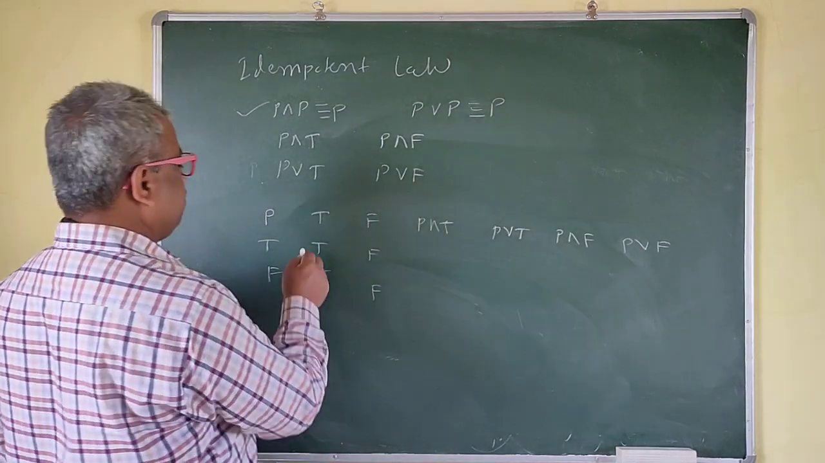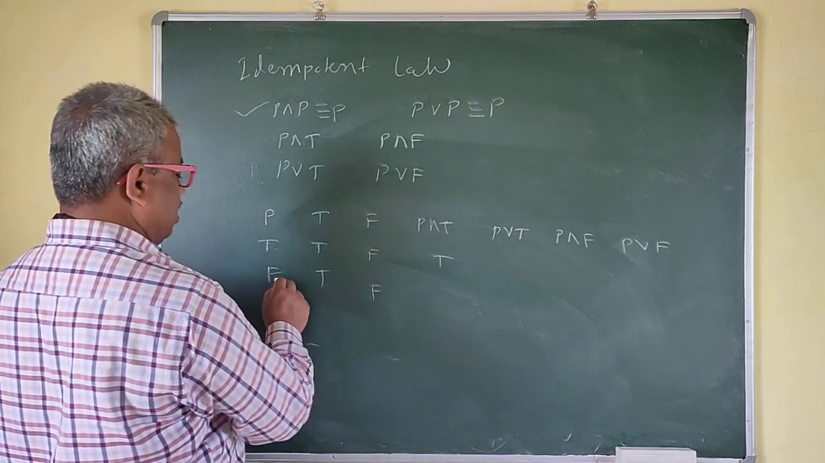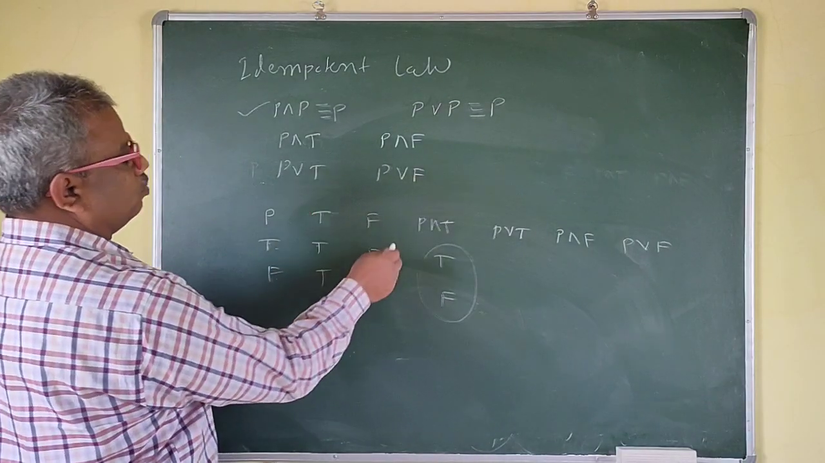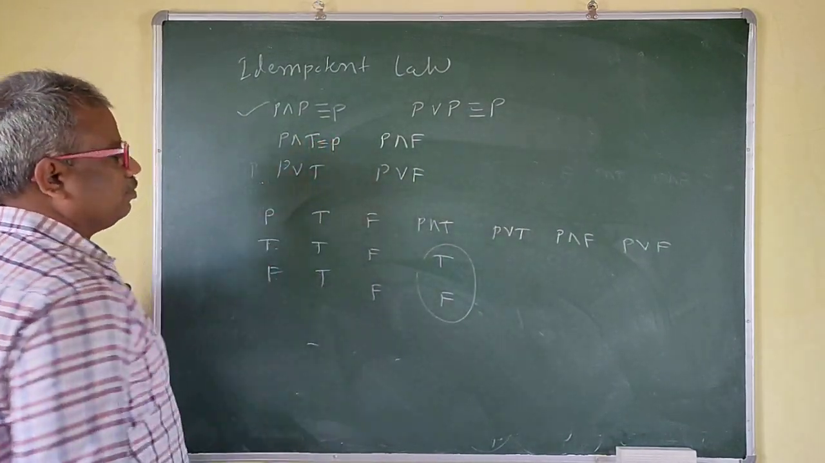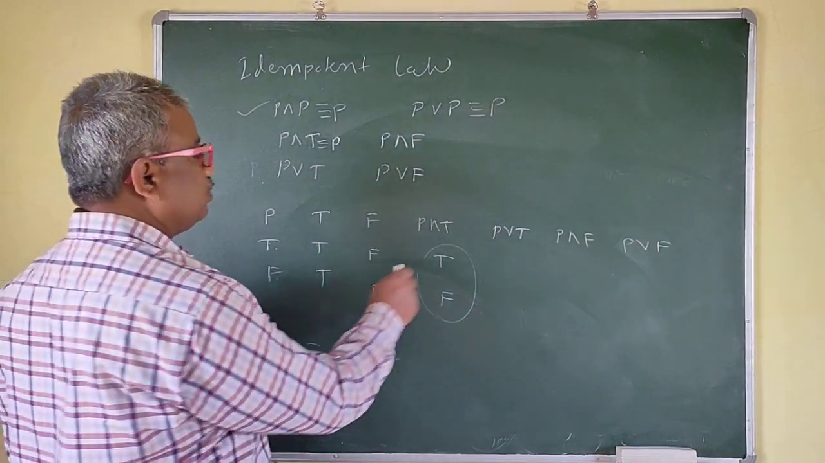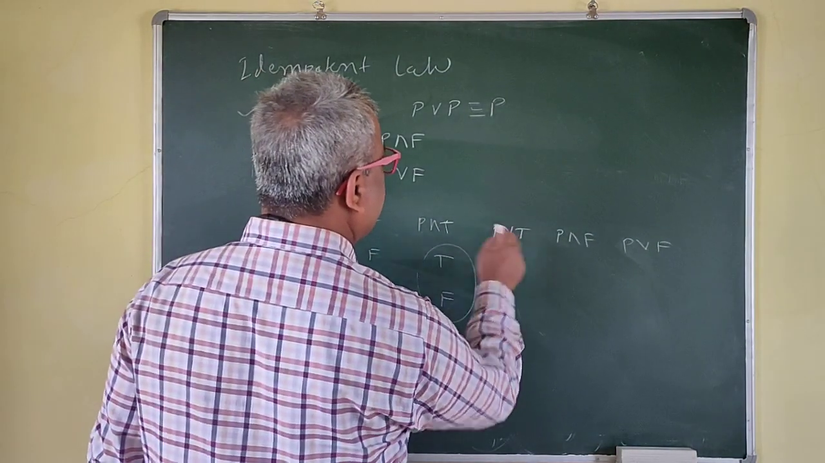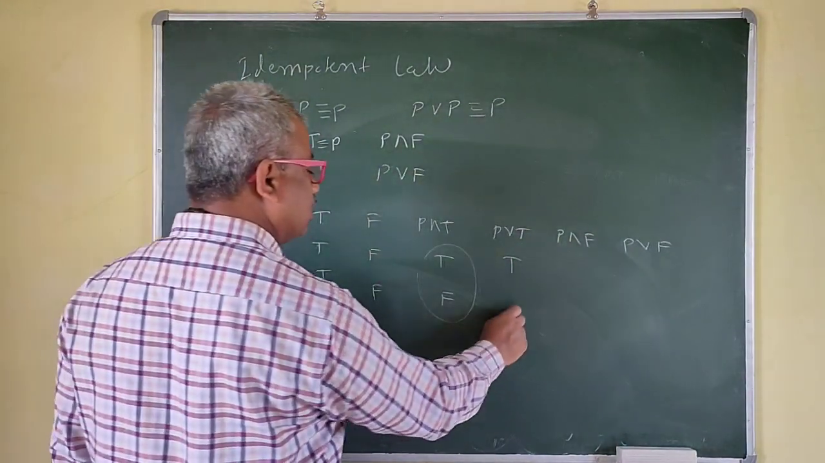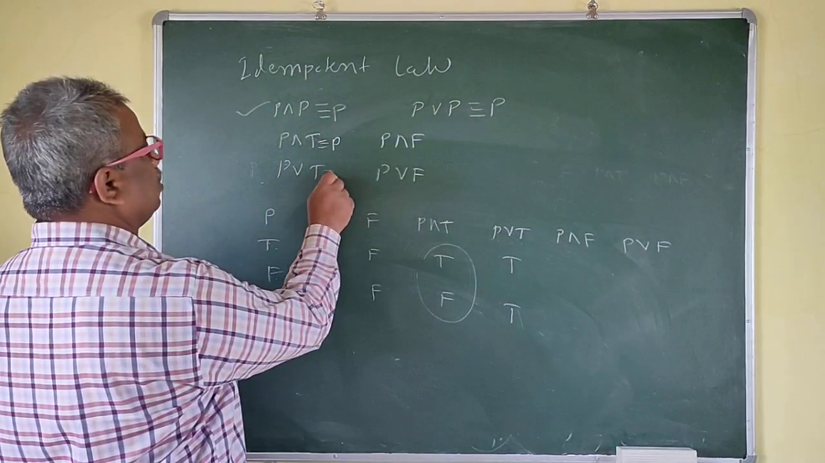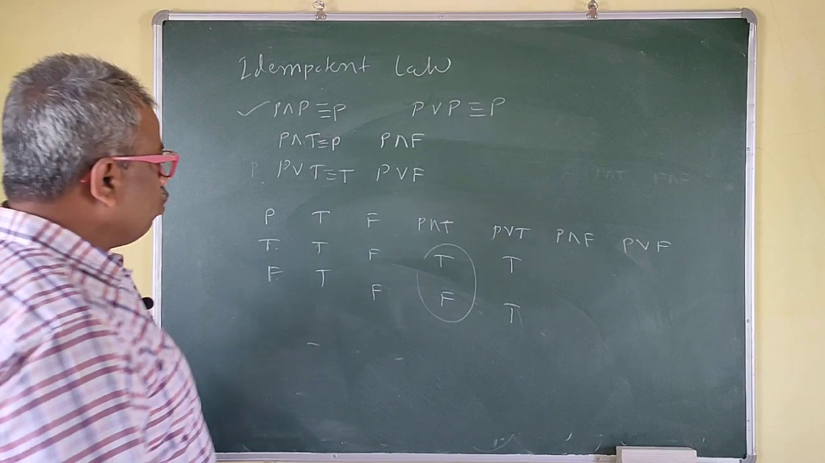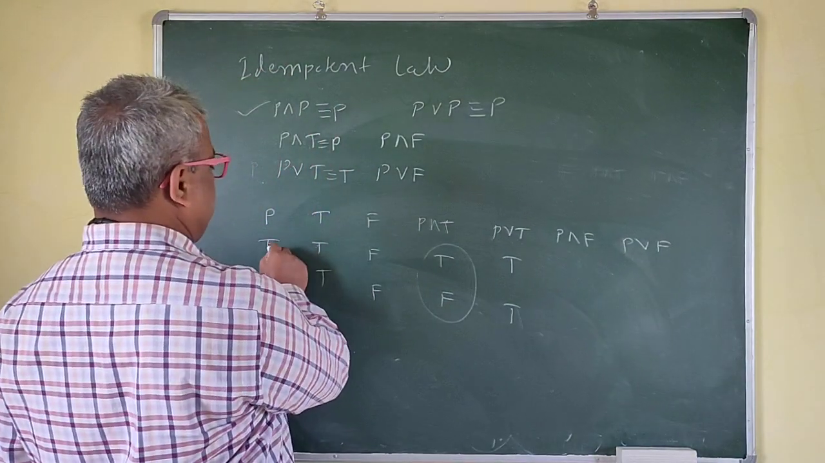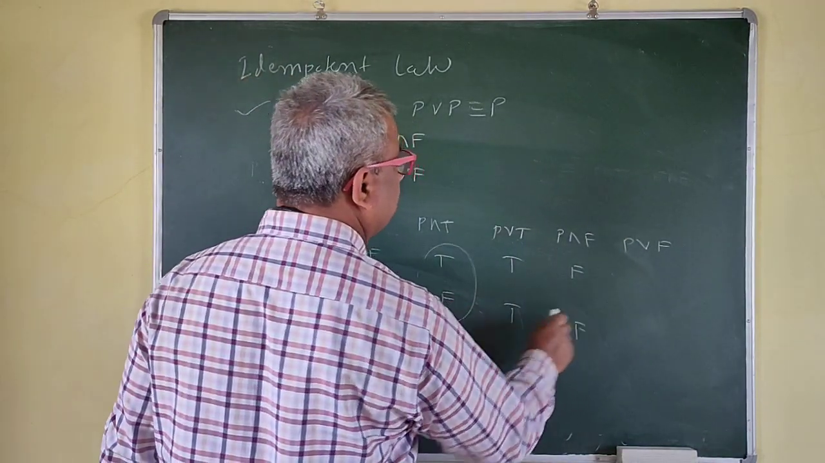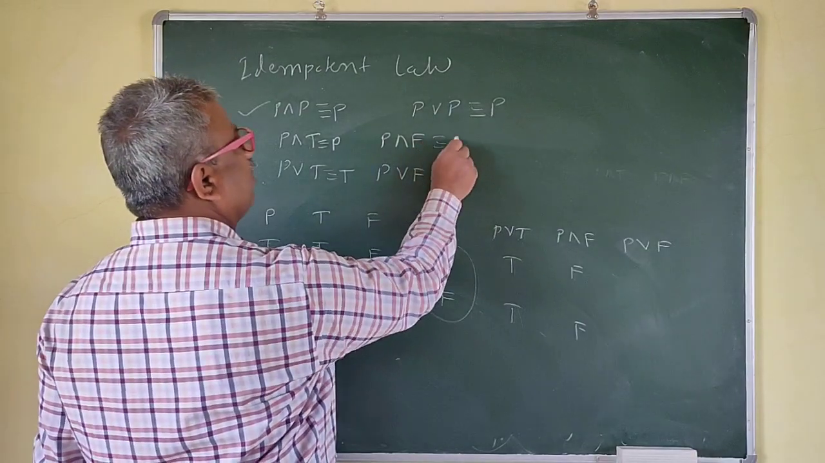So P and T: T and T is T, F and T is F. That means this is your P. So P and T is logically equivalent to P. Now P or T: T or T is T, F or T is T. That means P or T is logically equivalent to T. Now P and F: T and F is F, F and F is F. So P and F is logically equivalent to F.